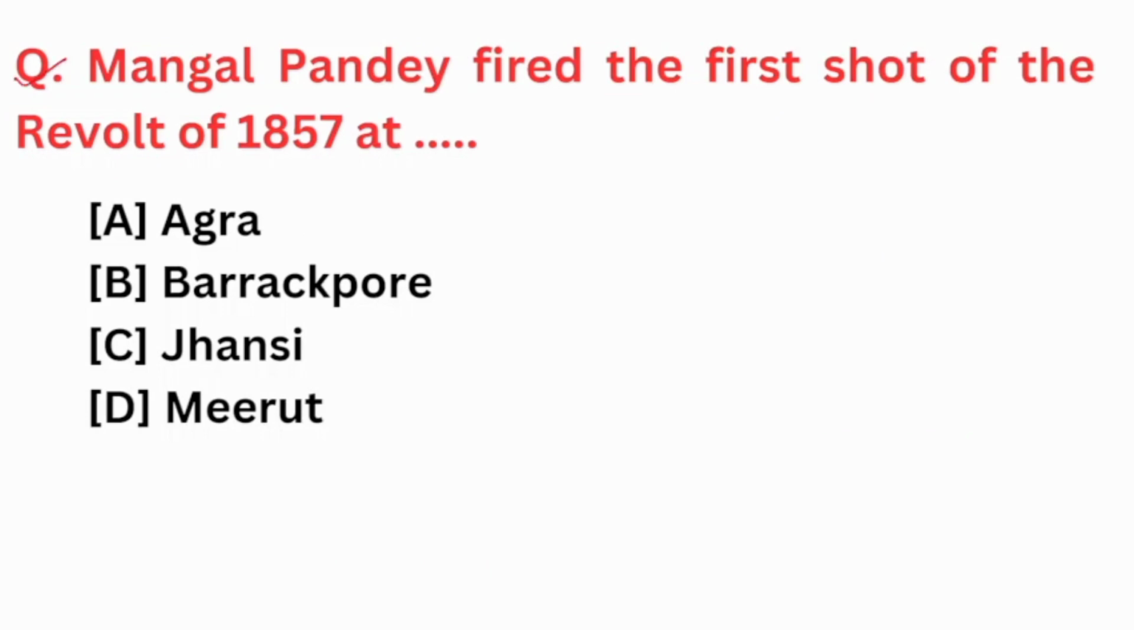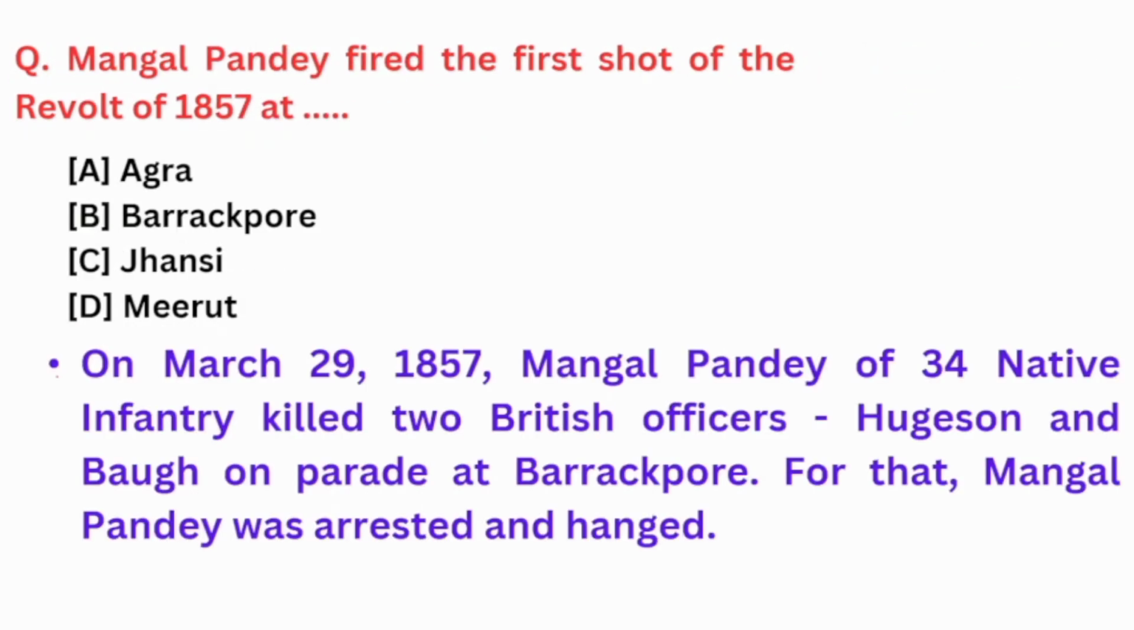So next is, Mangal Pandey fired the first shot of the revolt of 1857 at Barakpur. So let's discuss some important points. On March 29, 1857, Mangal Pandey of 34 Native Infantry killed two British officers, Hewson and Bow, on parade at Barakpur. For that, Mangal Pandey was arrested and hanged.